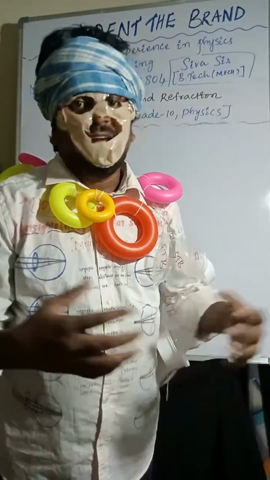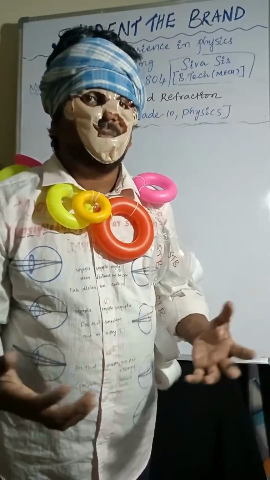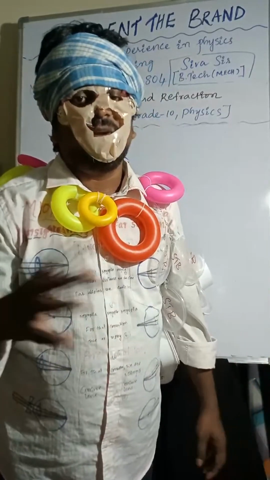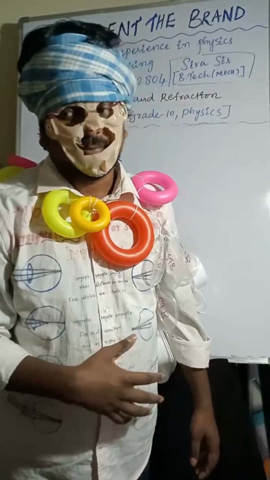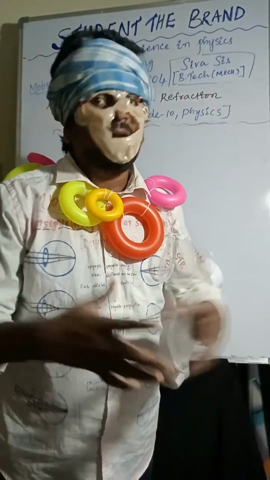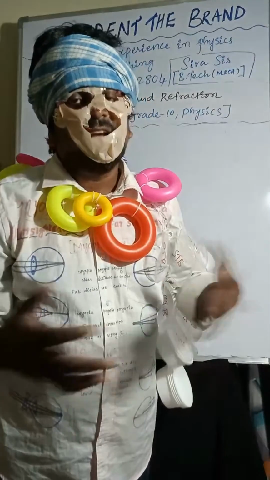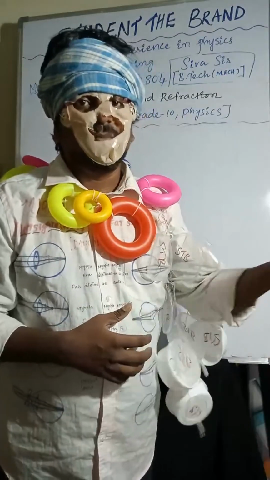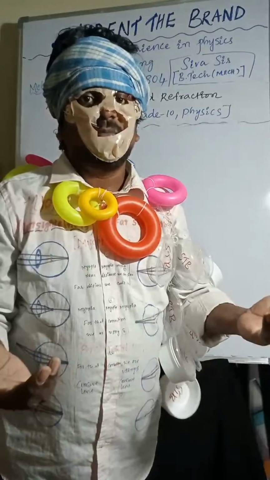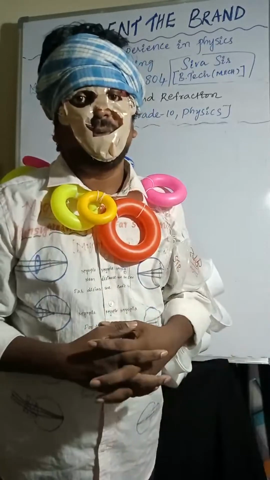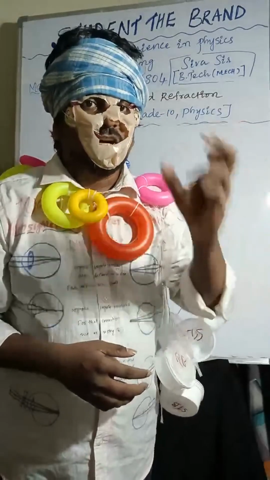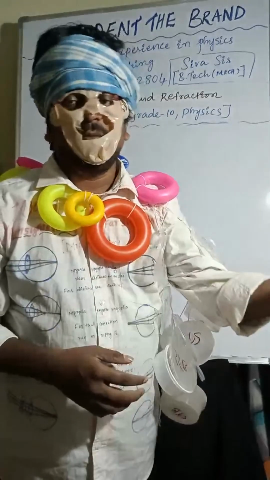So why did I start this? In the initial days, students were struggling with myopia and hypermetropia. They were getting confused. That's why I did so many experiments to make them remember myopia and hypermetropia. The short word, myopia: we can see near distance.